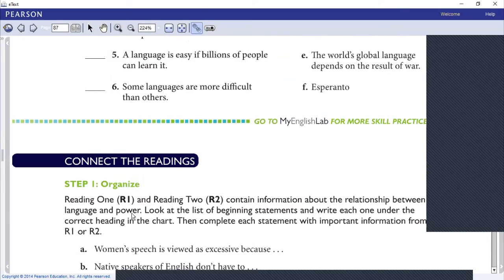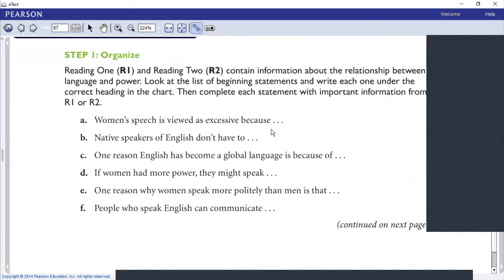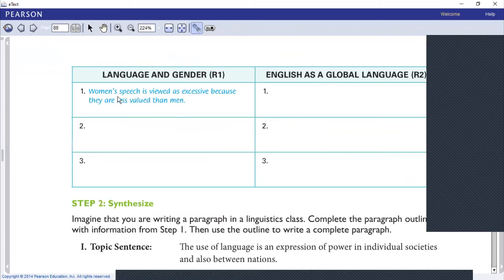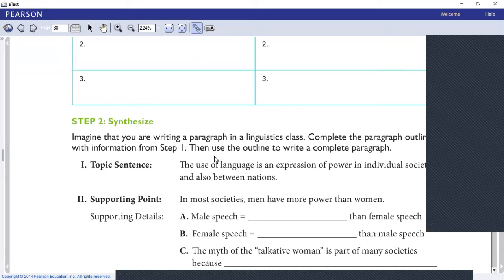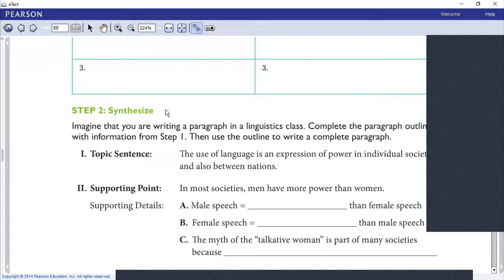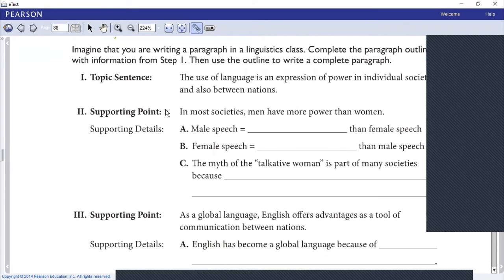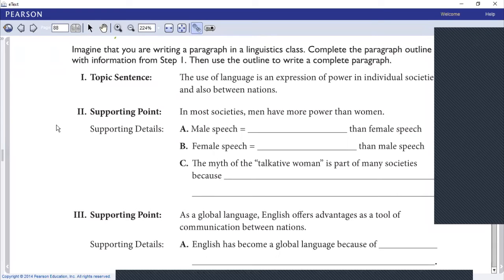So you could see that these sentences were not completed. You had to complete them from the text, right? Then categorize them here. And then use this information to make an outline. So let's see what we've got for an outline here. Imagine that you're writing a paragraph in a linguistics class. You complete the paragraph outline with the information from step one. So in step one, you are organizing and analyzing. You look at all the components, put them together, correlate them, evaluate, come to a conclusion, and then synthesize to create something new.